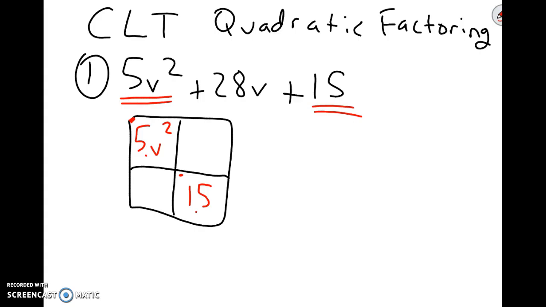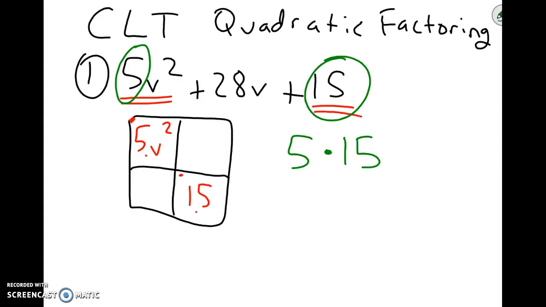So now step 3 is we're going to multiply A and C. And A in this case is 5. And C, well, that's just the third term, 15. So we're going to multiply those. 5 times 15, plugging in our calculator, 5 times 15 is 75. Now, step 4. Step 4 says to list the factors of this step. So we're going to list the factors of 75.